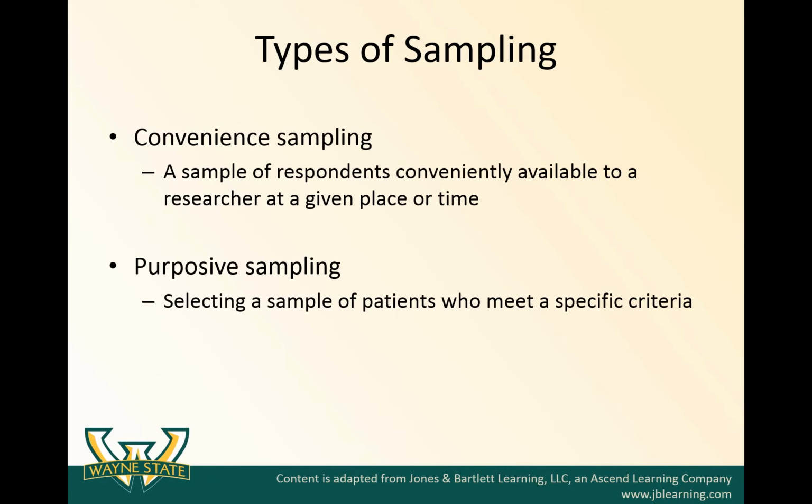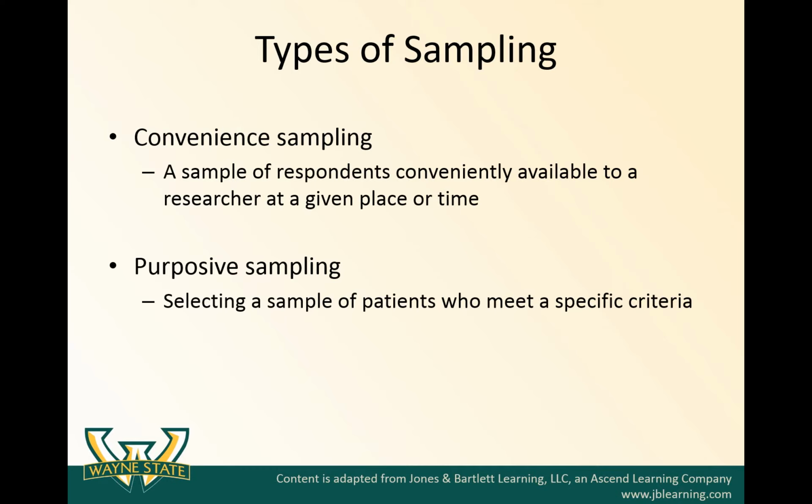Then you have convenient sampling, so a sample of respondents conveniently available to the researcher at a given place or time. So an example from the textbook was sampling patients who come to the pharmacy at a specific time and day of the week. It allows for easy collection of patients. However, it does not necessarily produce a representative sample of the patients. So patients who use the pharmacy services on Sunday may differ from those using pharmacy services on Tuesday.